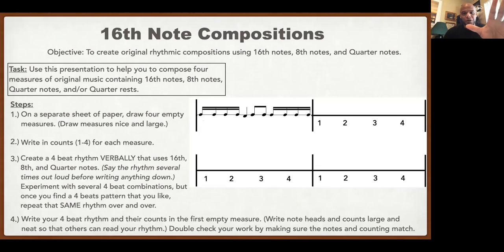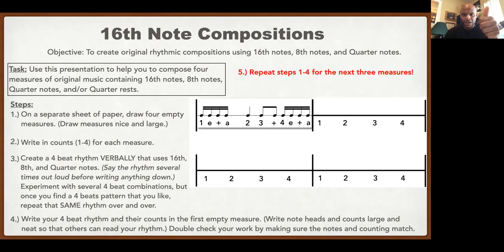Now, of course, that doesn't look great because I'm working with some limited resources. However, when I add my counts, I throw my counts in there. 1E and a, 2, 3, and 4E and a. Say it over and over and make sure to double check your work. Make sure that the rhythm and the counts line up. If you think you're good, go on to measures 2, 3, and 4.